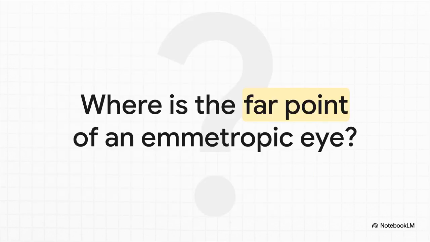Okay, time for a little active recall. This is an absolute classic OCAP pearl. If a normal, emmetropic eye sees 20/20 at distance without any correction at all, where exactly is its far point located in optical space? I want you to literally pause and answer this in your head before I give it away. Where is the object that this unaccommodated eye sees perfectly?